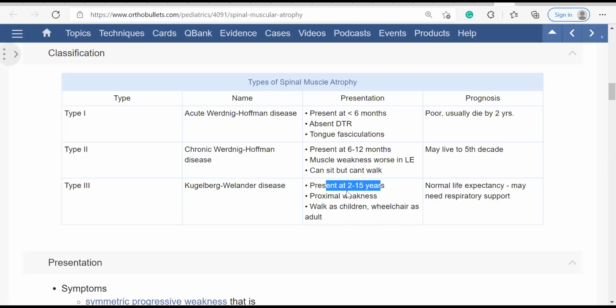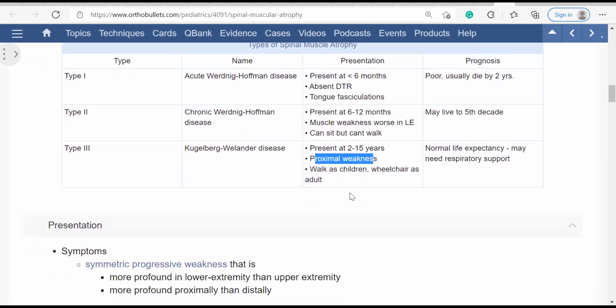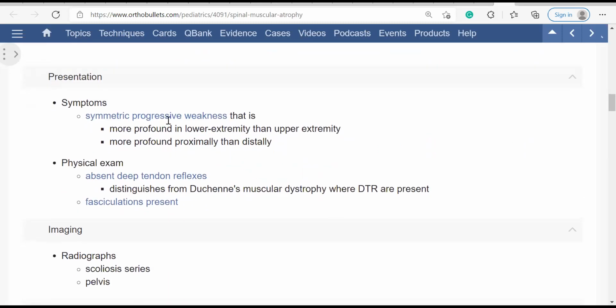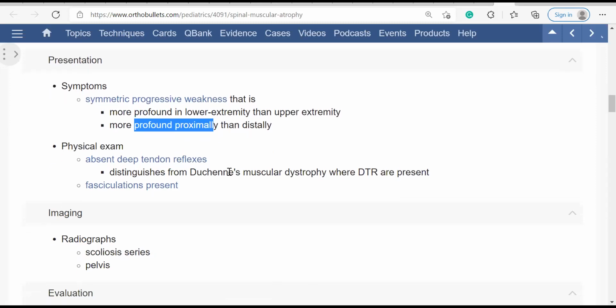Type 3 presents at 2 to 15 years. Proximal muscle weakness is the main feature. In type 3, usually the tendon reflex will be intact, everything will be intact. But weakness will be there, muscle weakness is the prominent feature in here. So symmetric progressive weakness that is more profound in the lower extremity than the upper extremity. That means your calf muscles, knee muscles, hip muscles will be weaker mainly, and more profound proximally.